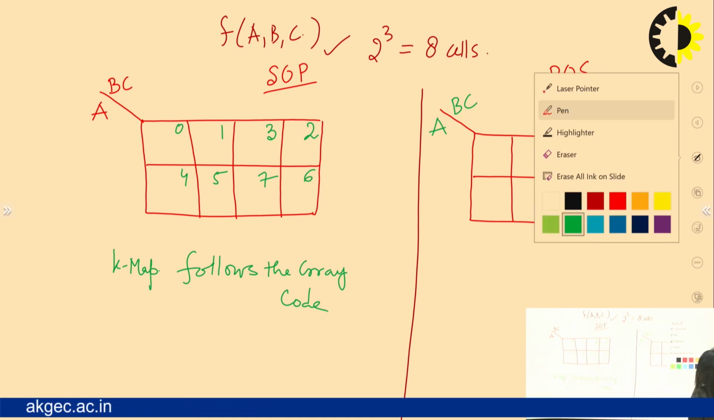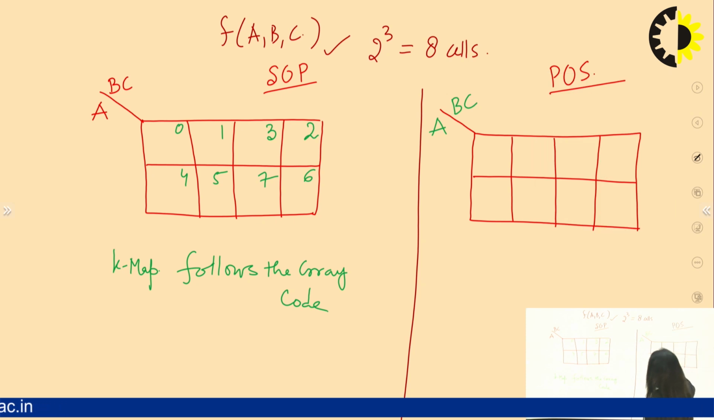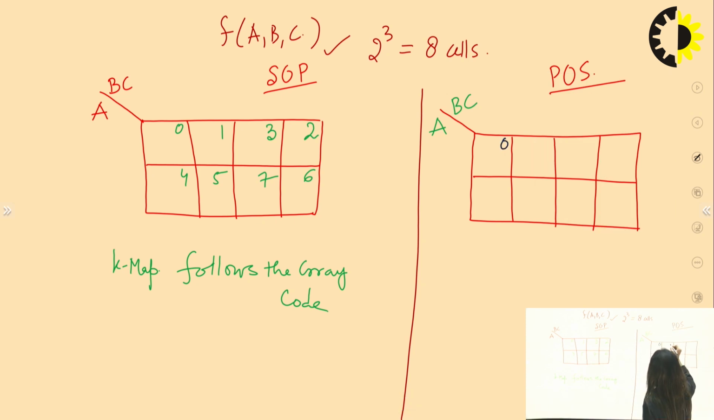Here, similarly for the POS, what will I do? I will count in a similar manner: 0, 1, 2, 3, 4, 5, 6 and 7, like this. So the counting of the second last will be done later. We will put the lesser value. First we will go to the last column and then we will come to the second last.